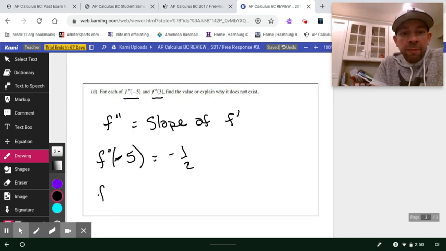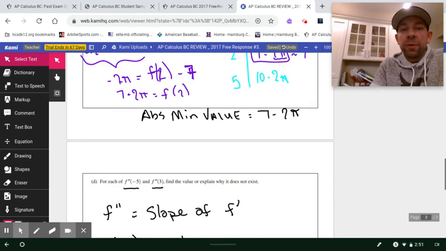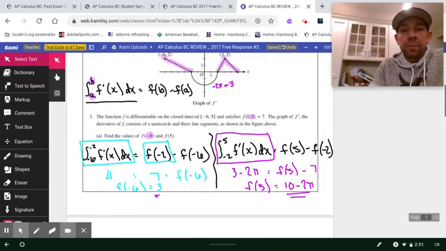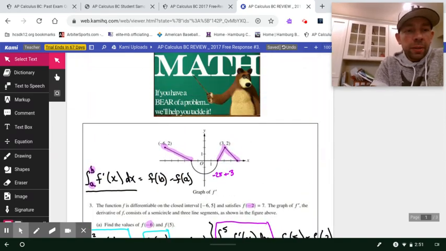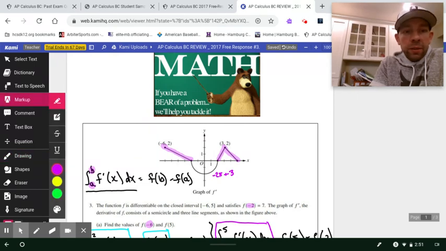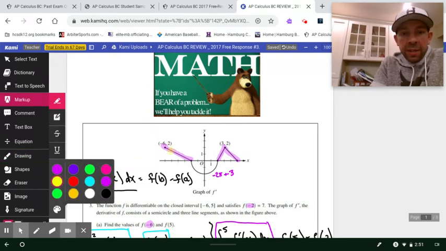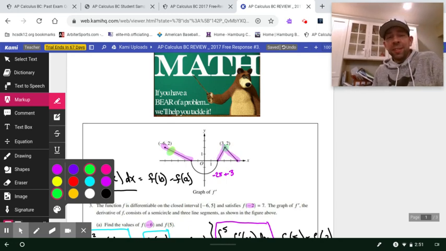And then f double prime of 3, I'm going to slide up and we'll take a look at this one just so we're 100% clear. All right, let's see. So we said the slope right here at -5 was going to be -1/2. Now the question is, what's your slope right here? Well, you'll notice the curve is not smooth at 3. f prime has this sharp point, which means it's non-differentiable at 3, which tells me f double prime of 3 does not exist.